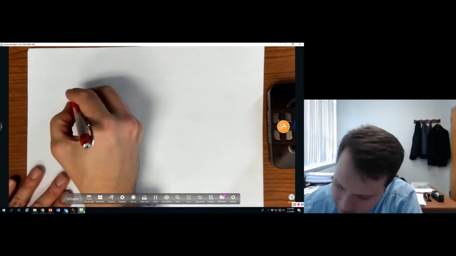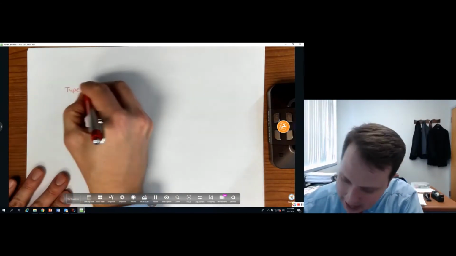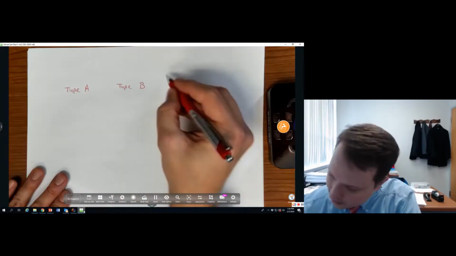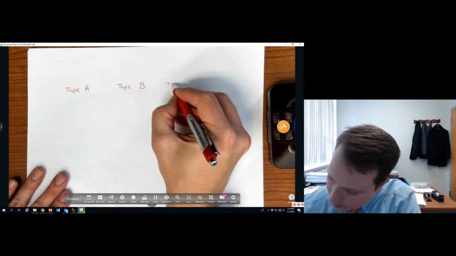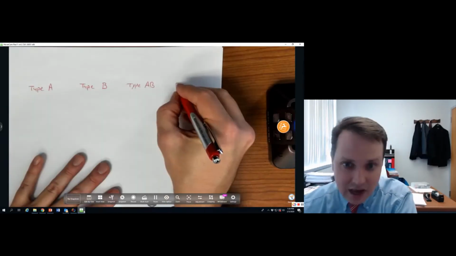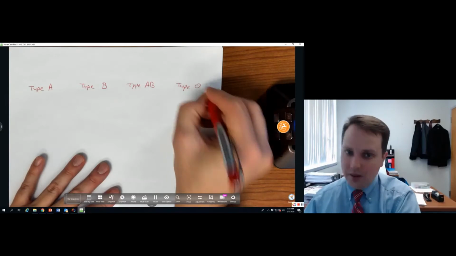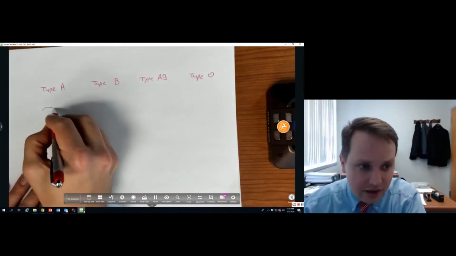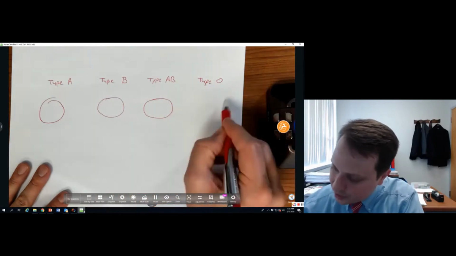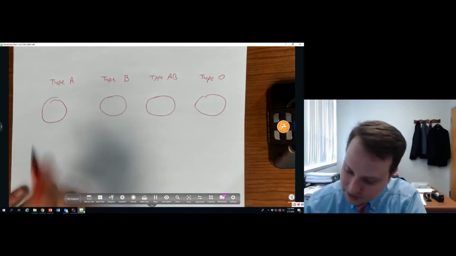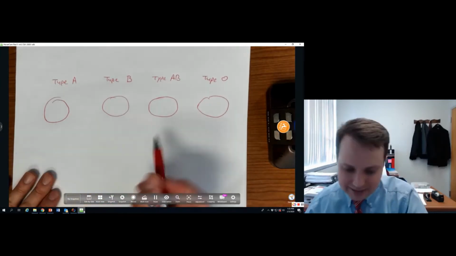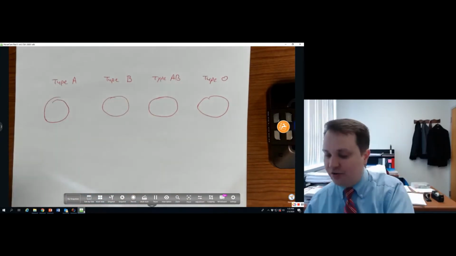We have type A, type B, type AB, and then type O. So each one of these will have a red blood cell. Let me draw a circle for a red blood cell here. And these will be my red blood cells, RBCs, that we have. And these red blood cells will have antigens on their surface.